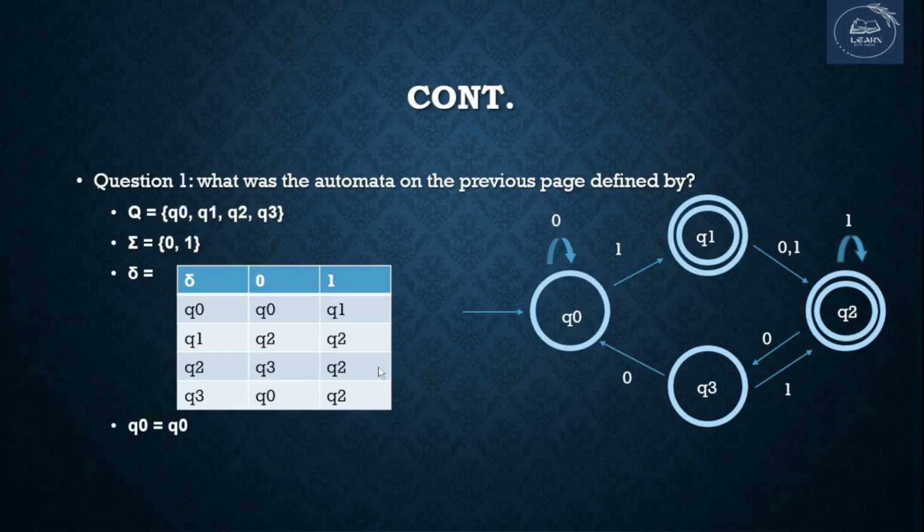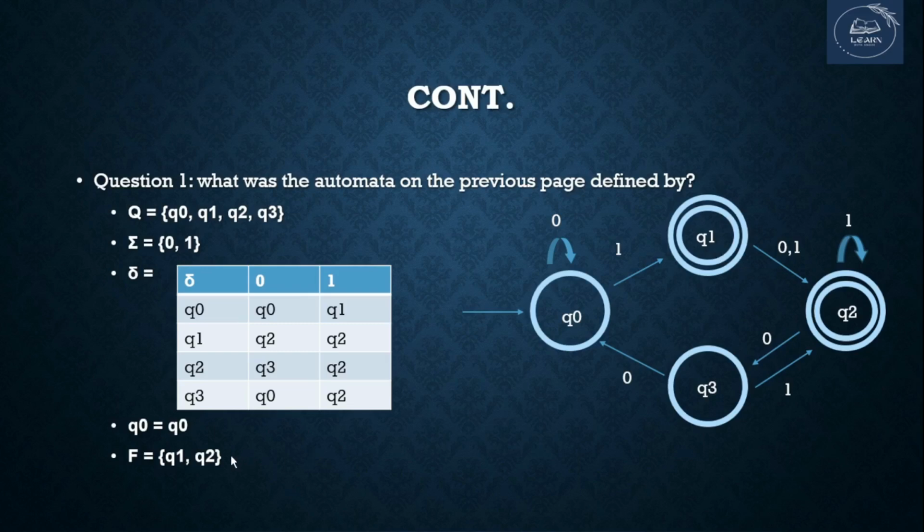Then we can go back to the next thing in the definition, which is Q0, our start state, and our start state in this case is also what? Q0. Now to our final states. Again, we have 2 final states in this case, which are Q1 and Q2.